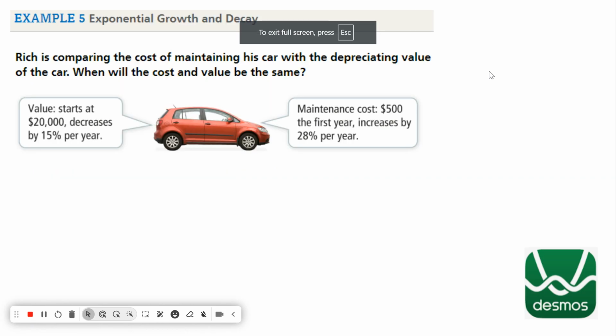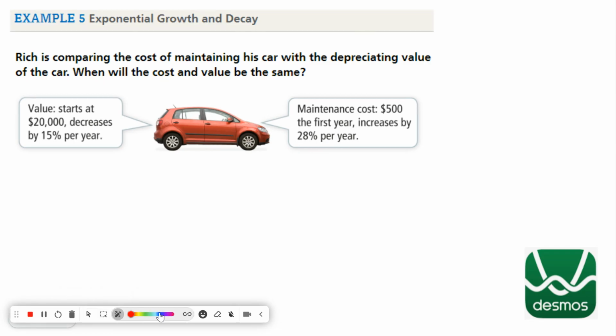Okay, so it says, Rich is comparing the cost of maintaining his car with the depreciation value of the car. When will the cost and value be the same? Okay, so we actually have two functions we're talking about right now. So if you look at this left-hand side, this is the value function. Starts at 20,000 and decreases by 15%. Okay, so this is going to be exponential decay. So we're doing f of x equals a times 1 minus r to the x. And over here for the maintenance cost, 500 for the first year and increases by 28%.